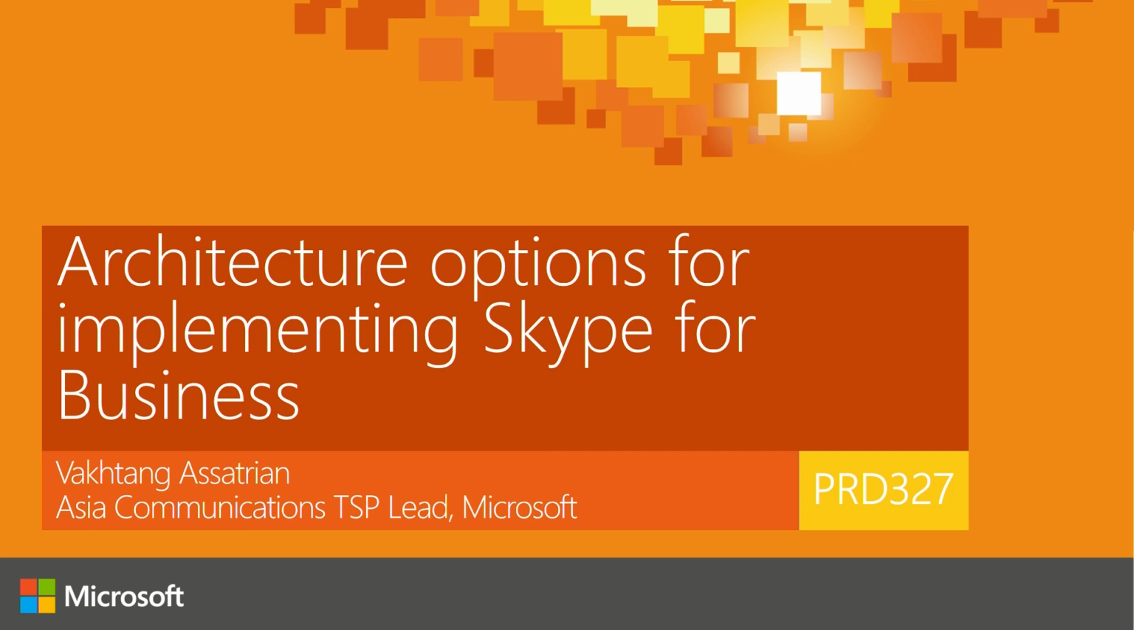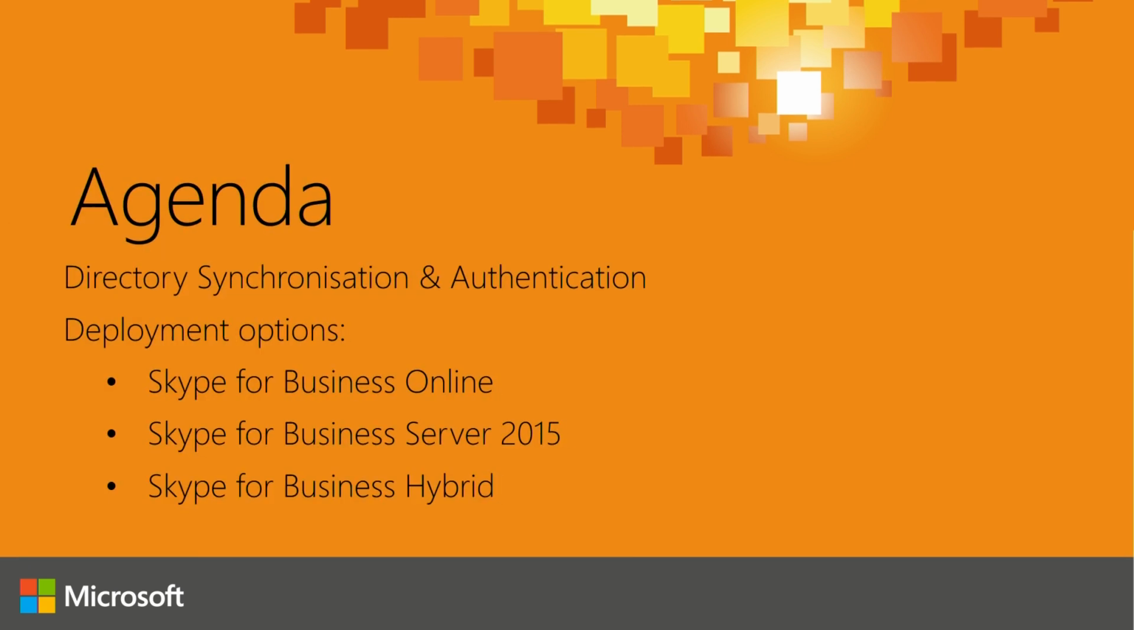So let's kick in. We'll talk about directory synchronization. We'll talk about the architecture for your authentication, what you need to do when you're deploying Skype for Business. And we'll go through deployment options: Skype for Business Online, Skype for Business Server, and Hybrid. Everything that we're going to tell you incorporates all the latest information we have. There have been a lot of changes and a lot of interesting announcements, so all that information is going to be covered in our session.